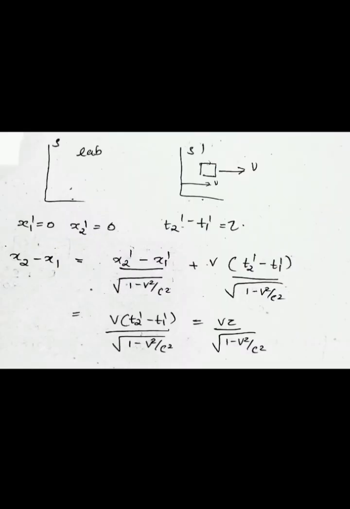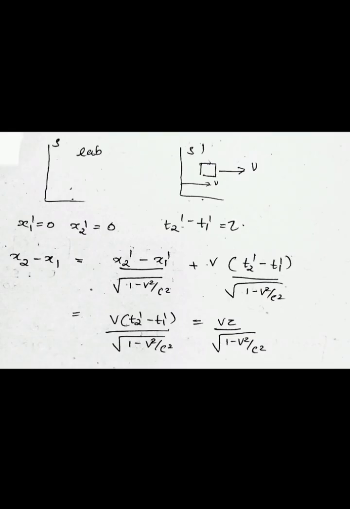The next question is, a relativistic particle moves with a constant velocity v with respect to the laboratory frame. In time tau measured in the rest frame of the particle, the distance that it travels in the laboratory frame is dash. So here it is given that the particle is moving with the velocity v and the S dash frame is also moving with the velocity v. So here x1 dash is equal to 0 and x2 dash is equal to 0. So t2 dash minus t1 dash is equal to, let's say, tau.